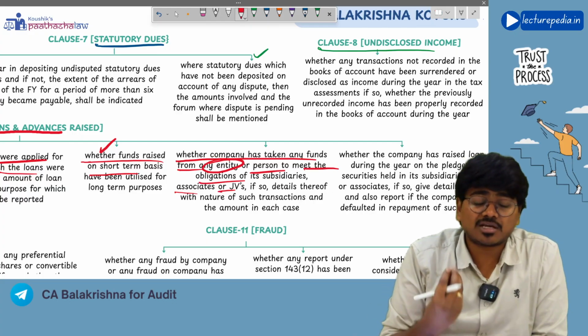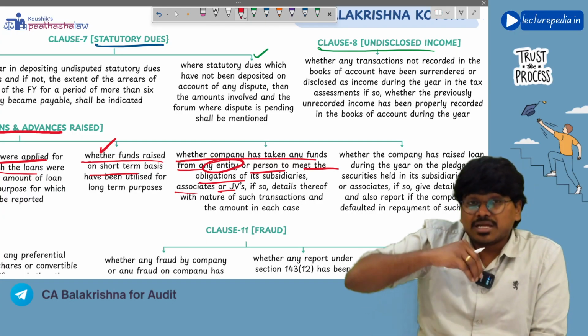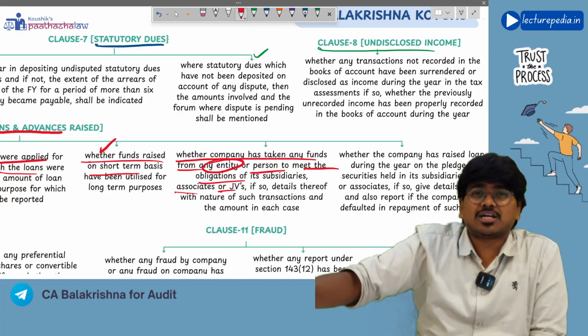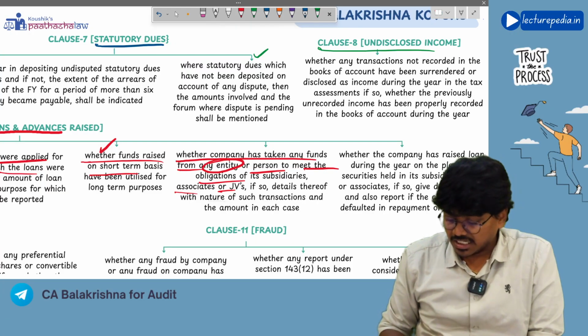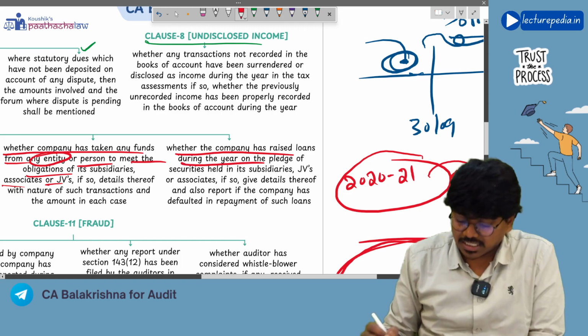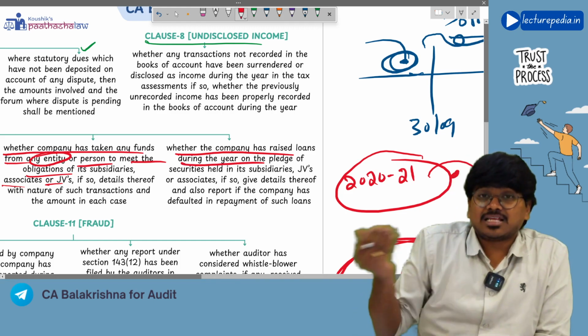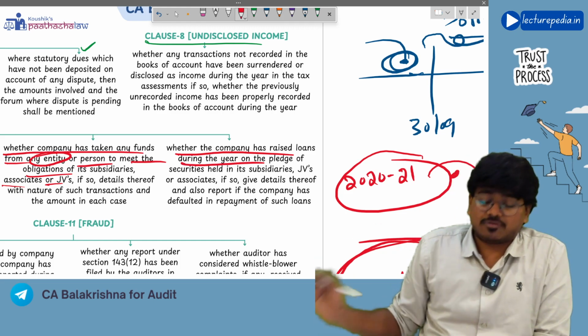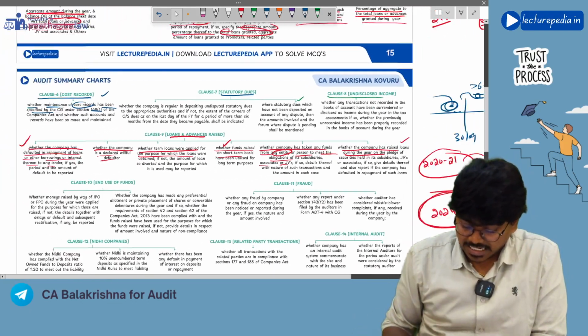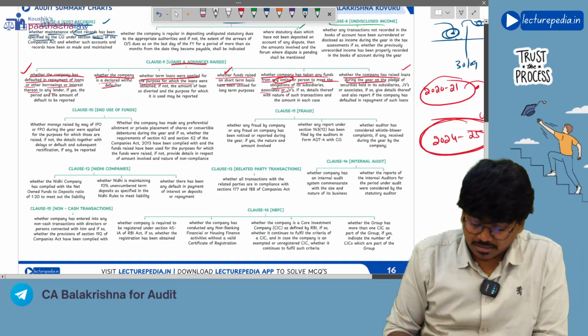So if the company has taken any loan and it is meeting the requirements of its subsidiary, joint venture, or associate with that loan, then the auditor will report it here. Next, whether the company has raised loans during the year by pledging the shares of its subsidiary or joint venture, that also the auditor will report in clause number 9. Yes. Next, clause number 10.